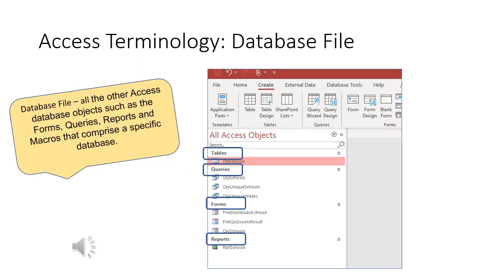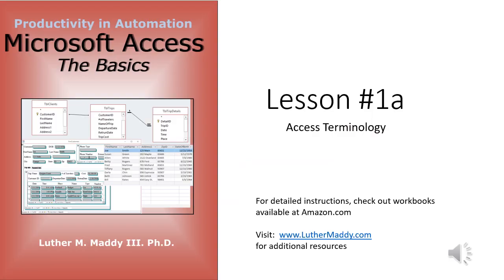The last term we need to cover is the term database file. The database file is what you open when you do File Open. When you open up a database file, it contains all the Access objects: all the tables in that particular database, all the queries, all the forms, and all the reports. This slide concludes the first half of Lesson 1. In the next lesson, we're going to talk about relational databases and the power of creating relational databases.